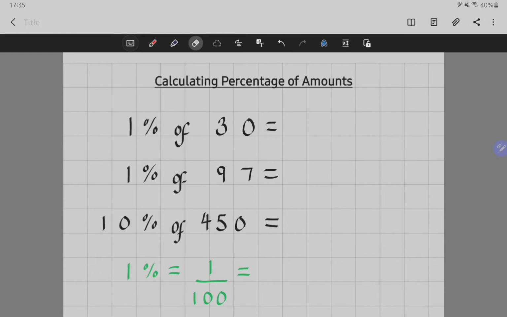We've spent the last few videos looking at the relationship between fractions, decimals and percentages, and now we're going to put that all together to help us calculate percentages of amounts. So let's make a start.